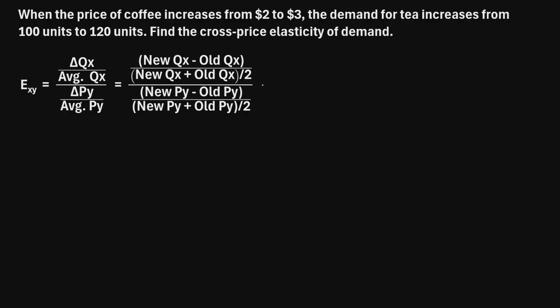So let's go ahead and fill in all of the values that we know to calculate this cross-price elasticity. So in this example, we'll say that good X, that can be tea, because this is the one whose demand is changing. And good Y in the formula, that will be coffee, because that's the one whose price is changing. So for the new quantity, we're going to say the new quantity is 120. So this is the new quantity demanded for tea when the price of coffee increases. So we'll say 120 minus the old quantity demanded was 100. So we have 100. That's divided by the new quantity demanded plus the old quantity demanded. So 120 plus 100, and we're dividing that by 2.